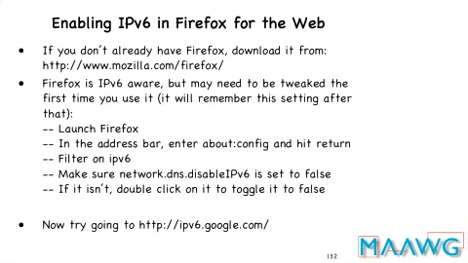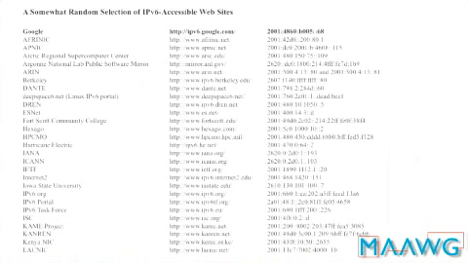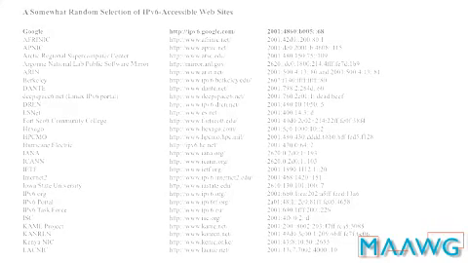Your web browsers, Firefox supports v6. It's v6 aware, but you need to tell it to use v6. By default, it actually chooses to use v4 for everything. So if you want to use v6, you just need to tell it to do so. Sometimes folks say, well, what can I look at over v6 on the web? Here's a list of some sites that you can test against.